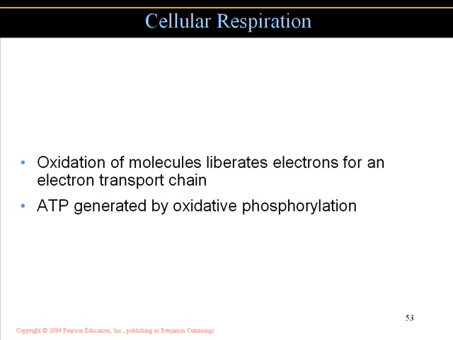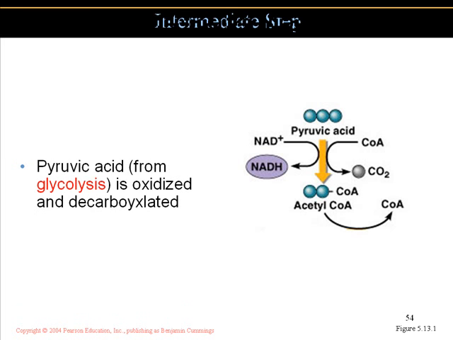But basically what we were talking about was cellular respiration. Cellular respiration, again, is what we see more in a biological system. When we talk about especially microorganisms, we'll see this more commonly in eukaryotic cells. But when we talk about cellular respiration, we're talking about the oxidation of molecules that liberate electrons for the electron transport chain. ATP is basically generated by oxidative phosphorylation.